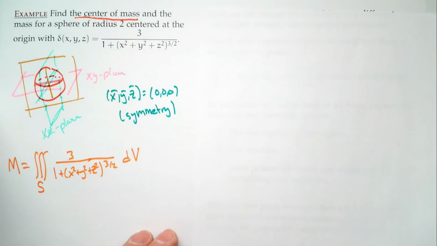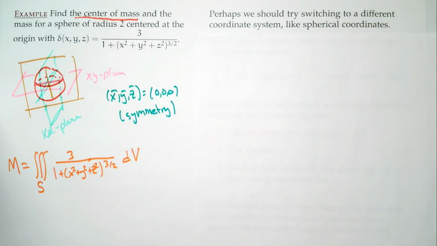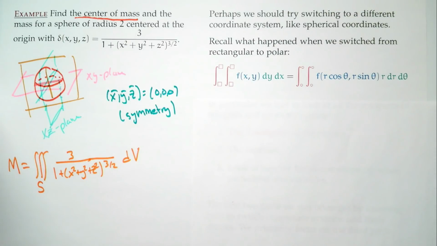We can hear the whispers. Change to a different coordinate system, like spherical coordinates. See, we did something very similar when we were talking about polar coordinates. So if you think about polar coordinates, what did we do? Well, instead of integrating with respect to x and y, I'll change into a different coordinate system. I'll integrate with respect to r and theta, and then I can integrate things which I couldn't before, or at the very least, make it a lot easier to integrate.